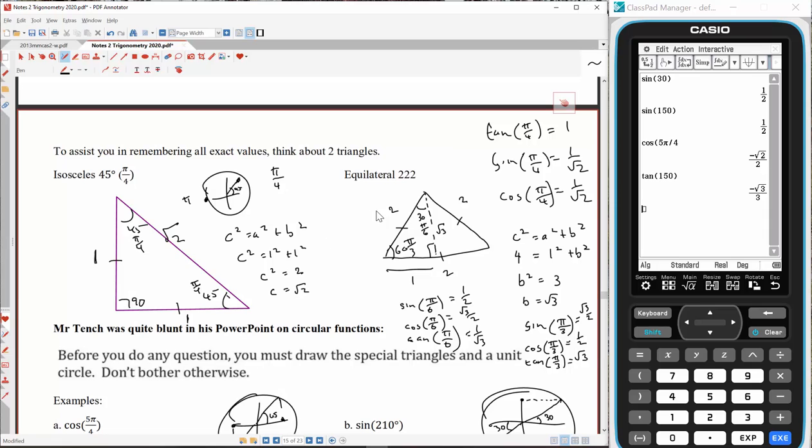Overarching all of that, I think these two triangles here will allow you to remember or generate the exact values anytime you need to. So they're the ones that you do want to remember, those two specific triangles.